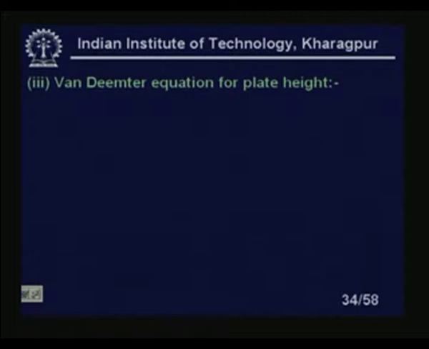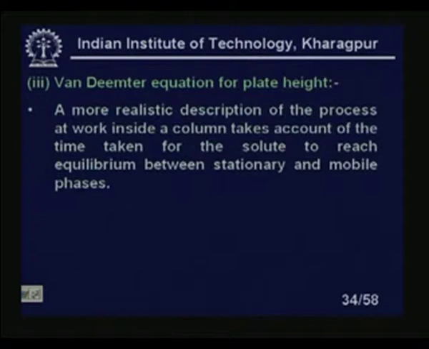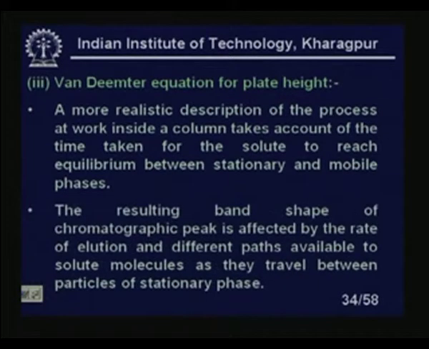Now, one more equation we will introduce is the Van Deemter equation for plate height. A more realistic description of the process at work inside a column takes account of the time taken for the solute to reach the equilibrium between the stationary and the mobile phases, right. The resulting band shape of the chromatographic peak is affected by the rate of elution and the different paths available to solute molecules as they travel between the particles of stationary phase.